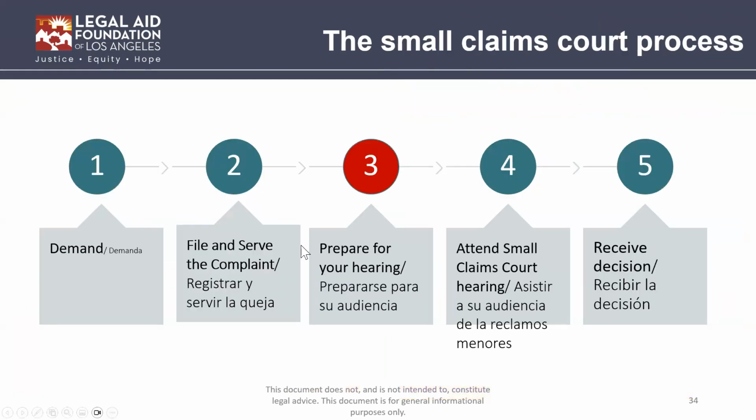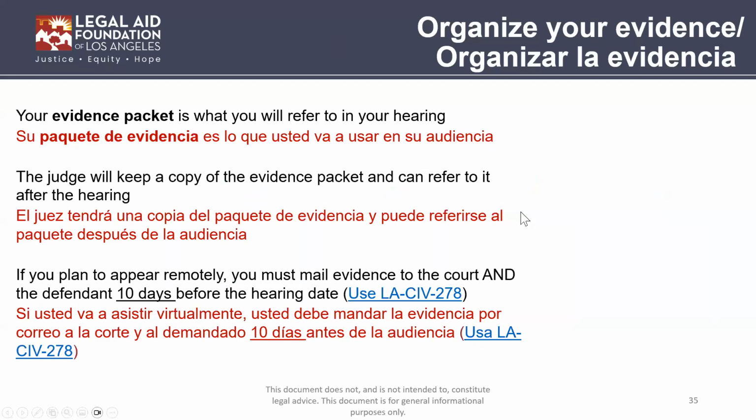If you file and serve a small claims court complaint, you can then turn to preparing for your small claims court hearing. The main thing you need to prepare for your small claims court hearing is your evidence packet. This is what you'll present to the court in your hearing to support your case. And it's really important that the evidence packet is well organized and easy for you to refer to in the hearing. If you plan to appear remotely in your hearing, you will need to mail all of your evidence to the court and the defendant 10 days before your hearing date, meaning you'll need to prepare this all well in advance of your small claims court hearing.